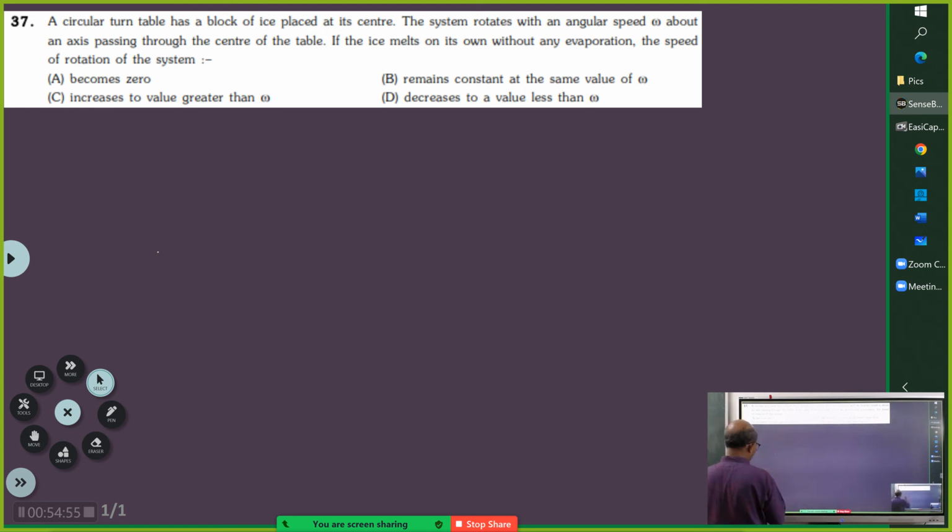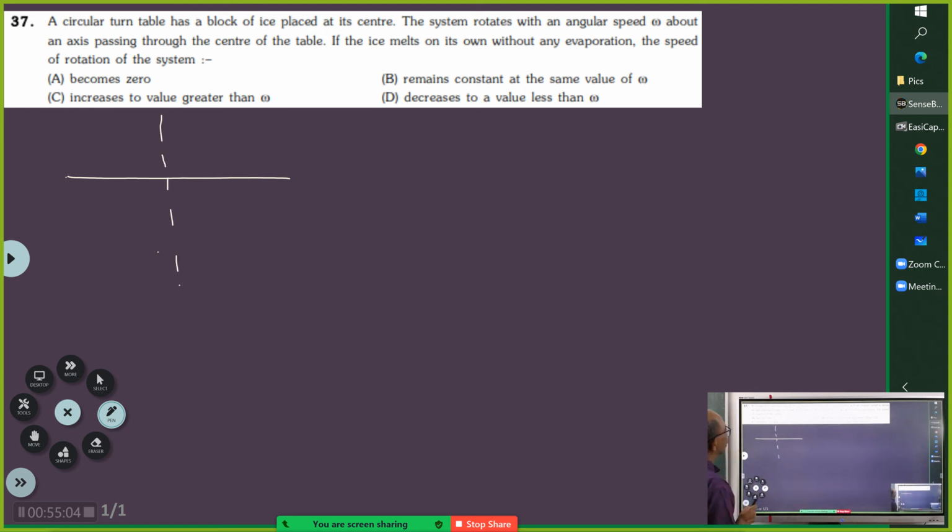So the table is a table using an axis. There is a block of ice. So they have kept a block of ice. Very good. The system rotates with omega about the axis passing through the center of the table. Ice melts on its own without evaporation. The speed of rotation.